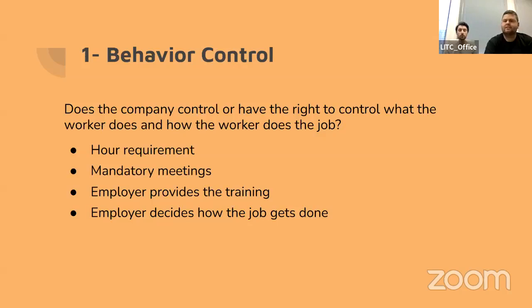And so that first set of factors that we look at are what the IRS considers the behavior control factors. This is just generally answering the question of, does the company or the boss or the payer for the service control or have the right to control what the worker does and how the worker does the job? So we might think that in a very classic example of a W-2 or employee style job, this is very straightforward, right? If you've worked a job at McDonald's, if you've worked a job at Home Depot, you're probably going to have a boss that can tell you what to do, when to do it, and how to do it, and you have to then do that.